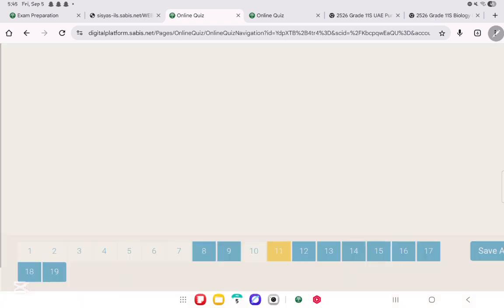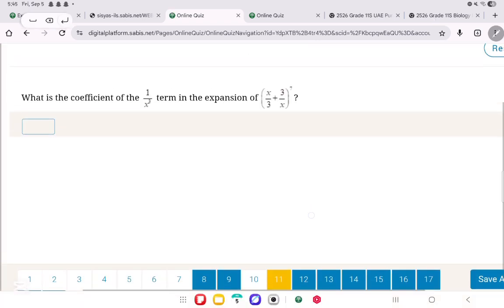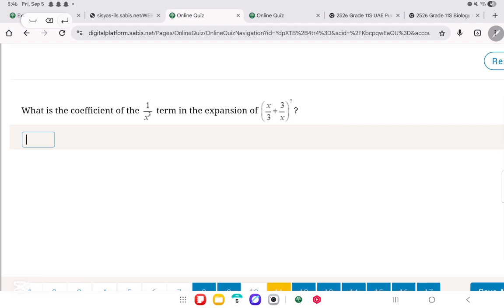Let's now move on to question number 11. Very nice. What is the coefficient of the 1 over x cubed term in the expansion of this? Now, again, let's separate our a and our b. We have a over here, b over here, right? Now, they need 1 over x to the power of 3. We said if we ever have x in the denominator, we will take it up to the numerator. So, it's x to the power of 3 in the denominator. In the numerator, it will be x to the power of negative 3.